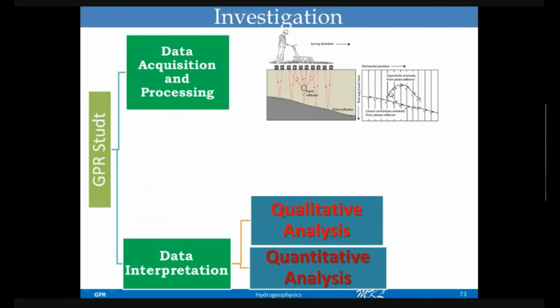So this hyperbola you are getting, this is for the CMP survey, and this is for your profile. This is also for the CMP survey if you are taking one side. Okay, there are several things there.